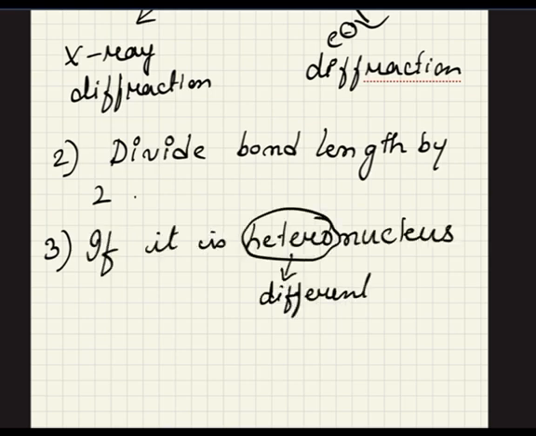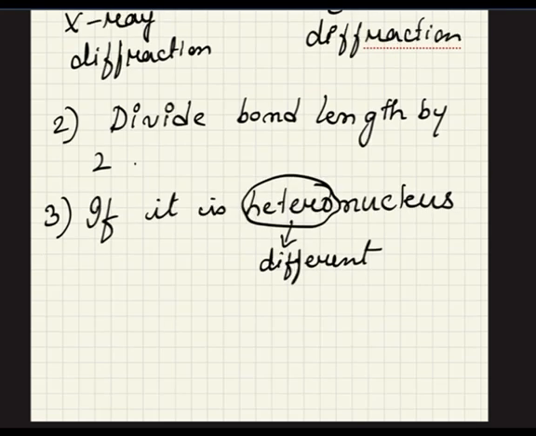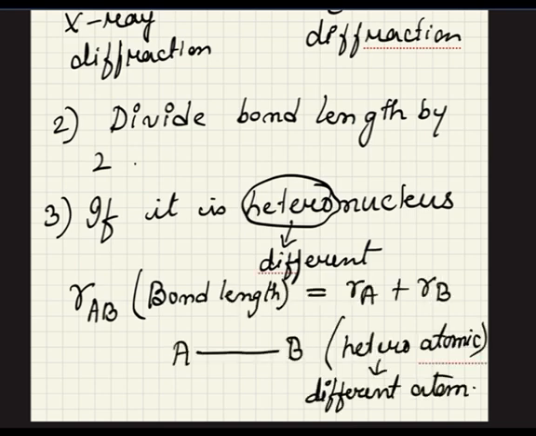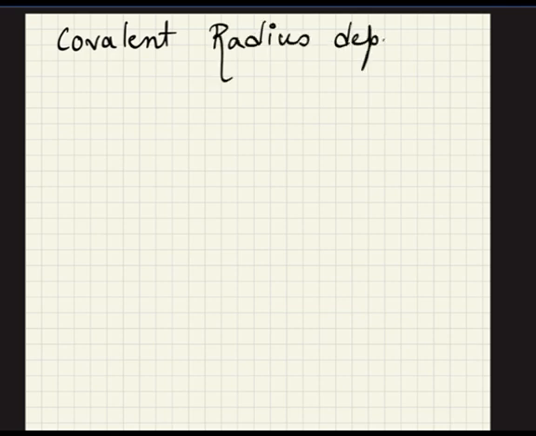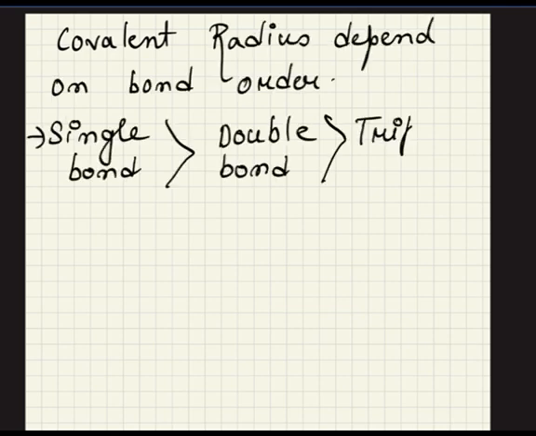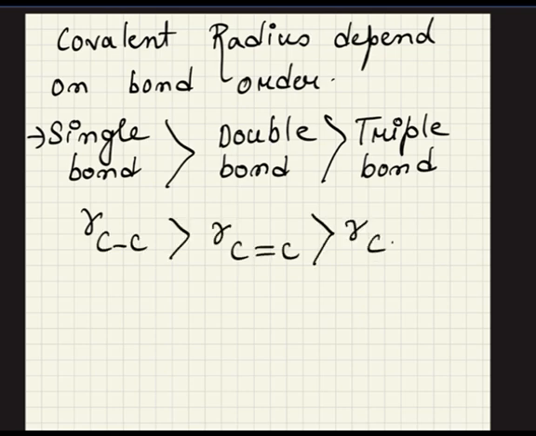If it is heteronuclear, that is different atoms, then the A-B bond length will be the radius of A plus the radius of B. Covalent radius depends on the bond order. Single bond radius will be greater, then double bond, then triple bond.